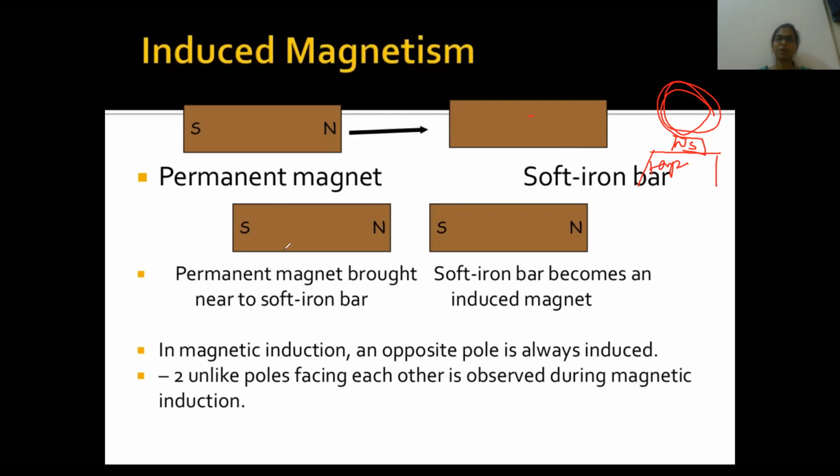If you want to make it permanent, then you have to use the electricity method. By passing electricity, you can create magnetism, and that will be a permanent magnet. When magnets are brought near the soft iron bar, the soft iron bar becomes an induced magnet like this. If you bring it nearby, it will become induced. In magnetic induction, opposite poles are induced, and two like poles facing each other is observed.